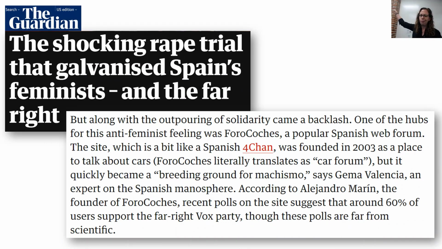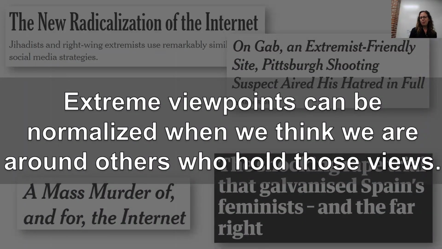There was a trial for a gang rape in Spain, and it was mishandled in a number of ways. This really galvanized a lot of feminists in Spain to protest, but it also galvanized a backlash of misogyny and support for the rapist. A lot of this happened in an online forum that had started as a car forum, but a lot of people organized and expressed very extreme views on it. There's been a huge increase in the far right party in Spain. I think they now hold 10% of the congressional positions, whereas just a few years ago it was less than 1%. And so extreme viewpoints can be normalized when we think we're around others who hold those views. That's already happening with real people.